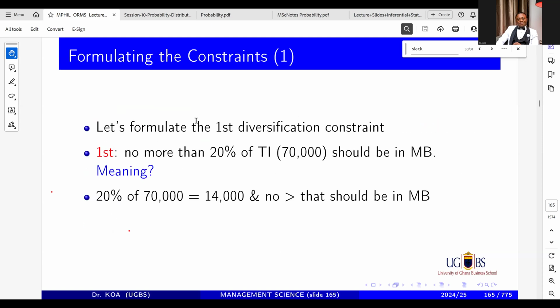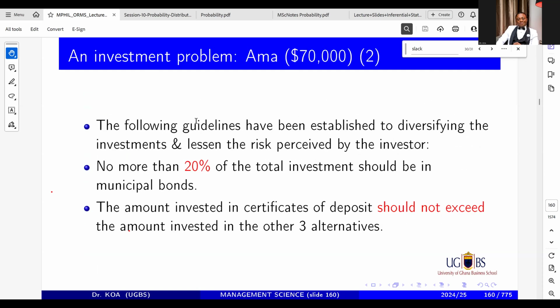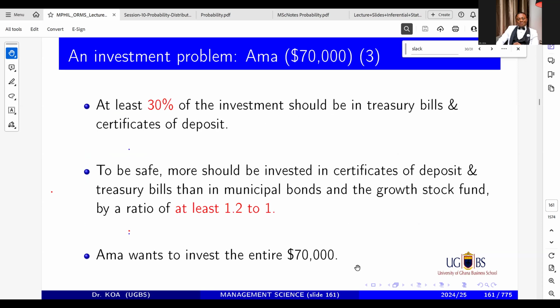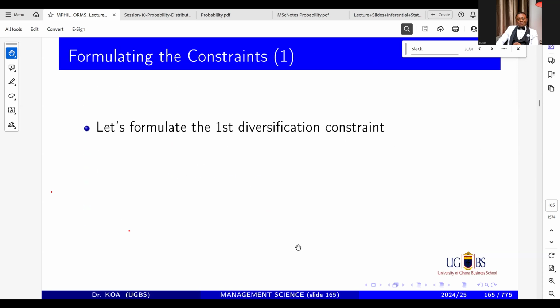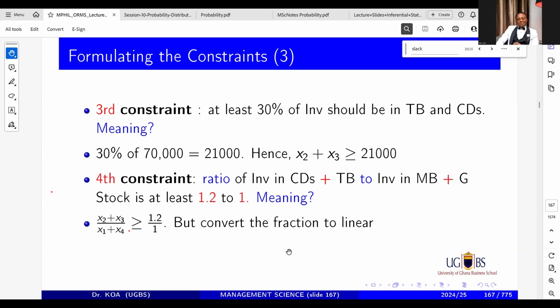Go to the story. It's always good to read and reread your story carefully. It says that Amma wants to invest everything, 70,000. Who can tell me what this constraint would be? Amma wants to invest everything, 70,000. What do you think this would be? All the investment. If Amma is investing everything, it means you add everything together. That's what it means. Okay. Everything should be added together. And what does that mean?